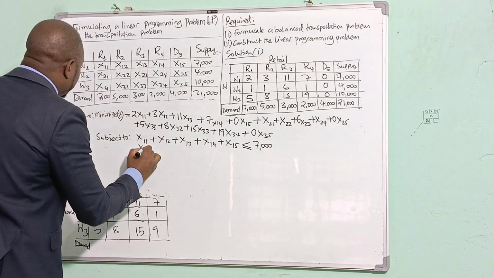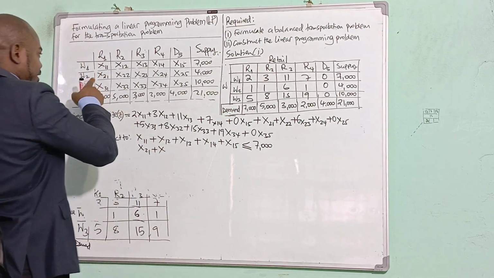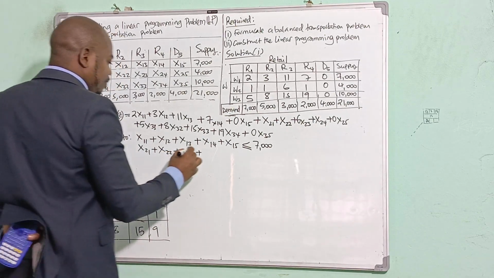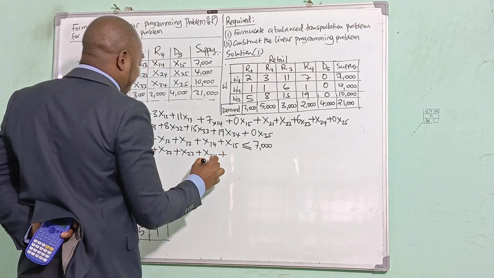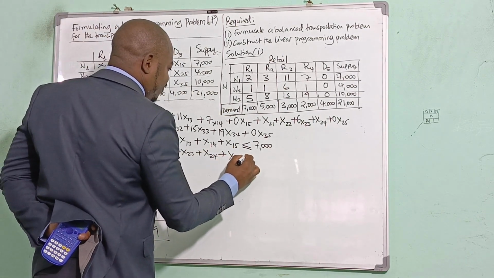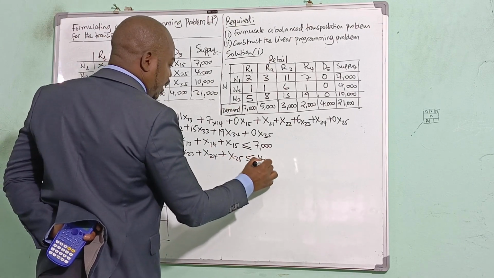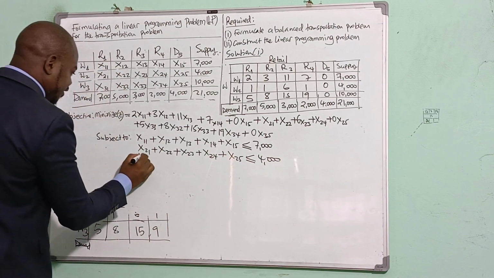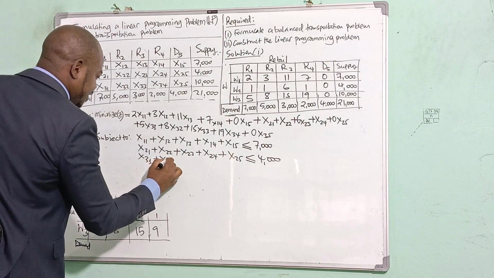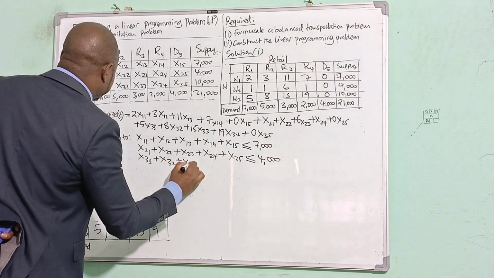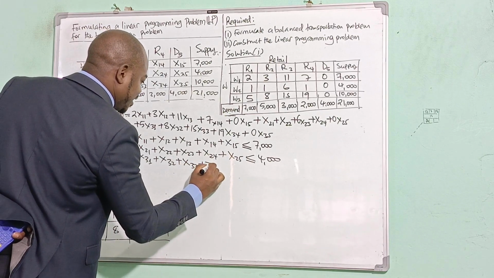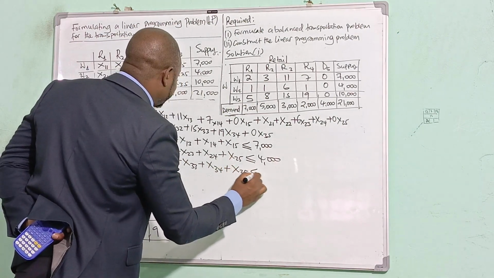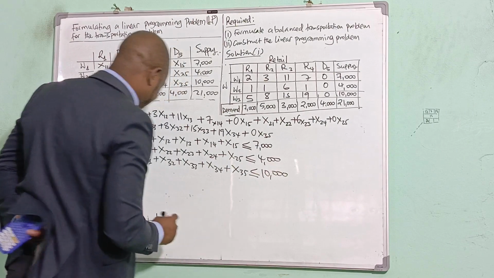Alright, so I come back here. This is x21 plus x, I'm in that line now. x22 plus x23 plus x24 plus x25, and then less than or equal to 4,000. Again, I come to another constraint, which is x31 here plus x32 plus x33 plus x34 plus x35 less than or equal to 10,000. All right.